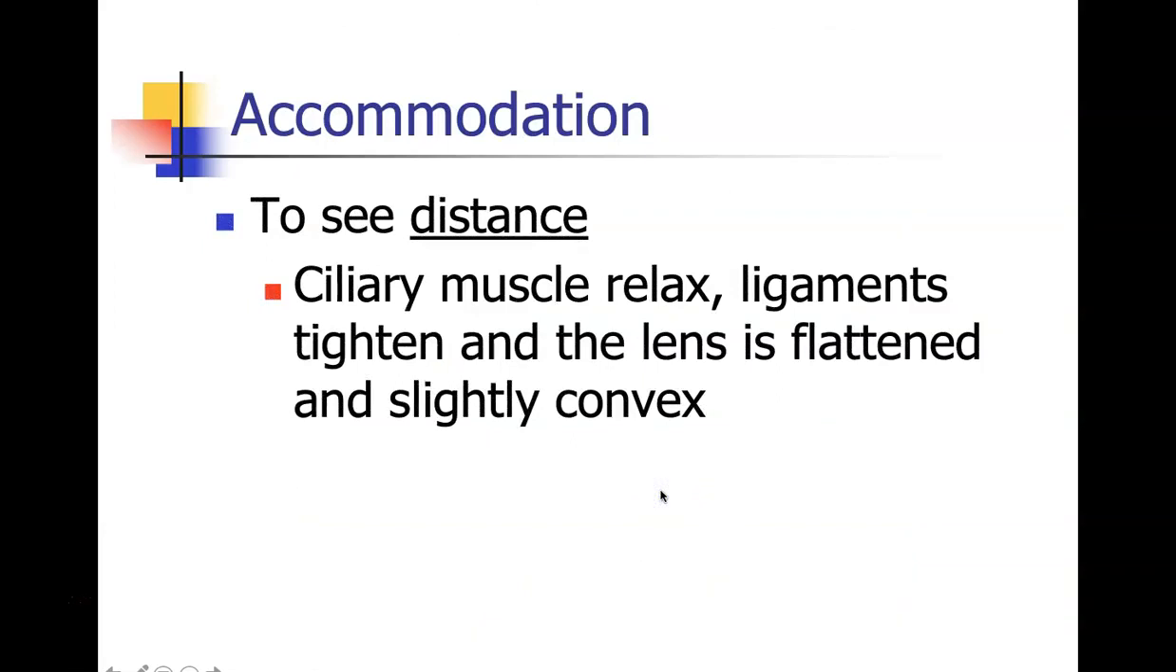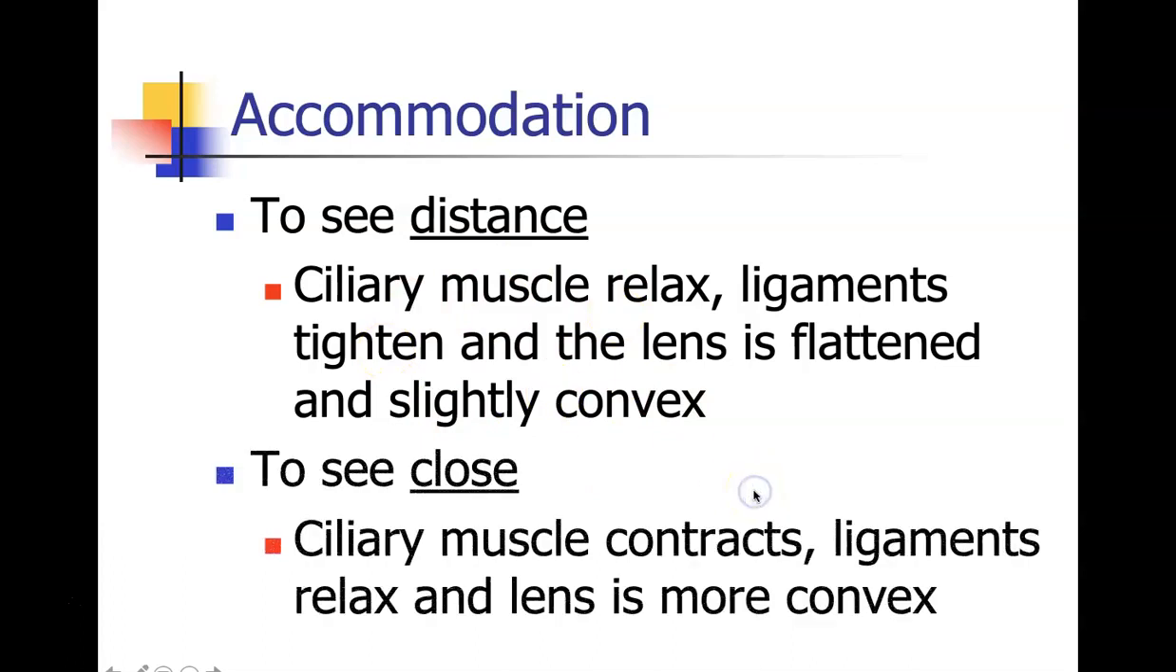So accommodation is really important in the eye. We need to be able to see things up close and far away. So to see distance, that ciliary muscle relaxes. The ligaments tighten, and the lens is flattened and slightly convex. To see close, the opposite happens. Ciliary muscle contracts, ligaments relax, and the lens is more convex.